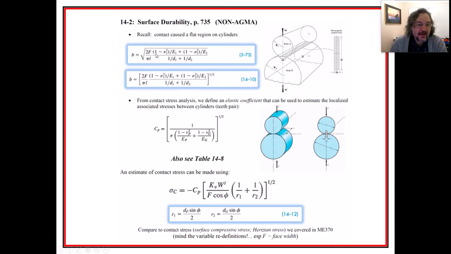And then we see how we have Poisson's ratio, and that's for each of the materials. We also have the elastic Young's modulus for each of the two materials, in case you have gears made out of different materials, and sometimes you do. And then you have the 1 over the diameter of each. So that's what that function is that we find in there.